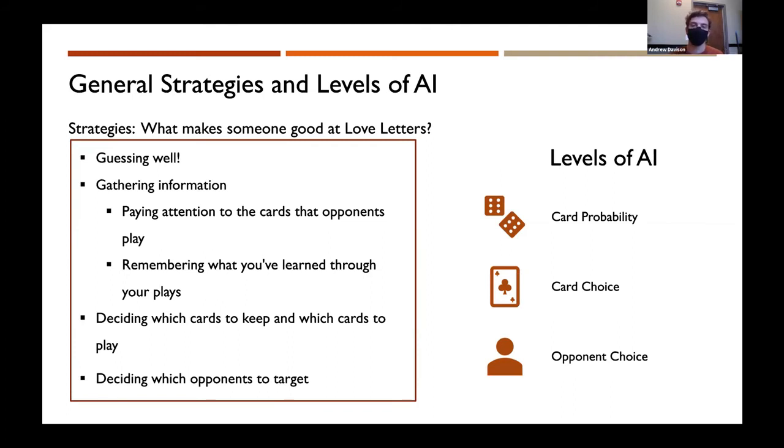And so this corresponds pretty nicely to the 3 levels of AI that we're going to talk about shortly. The first one is card probability: what's the probability that someone else, your opponent, has a given card? Next, we have your card choice: what card does the AI choose when presented with 2 choices, and the information that goes along with that? And then finally, what opponent did they choose based on the card that they're playing?